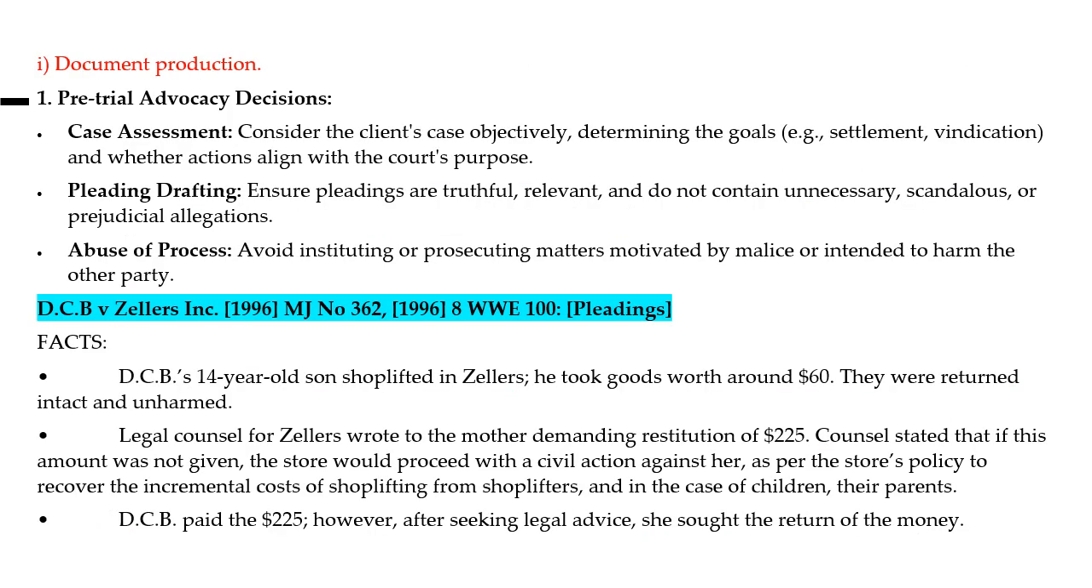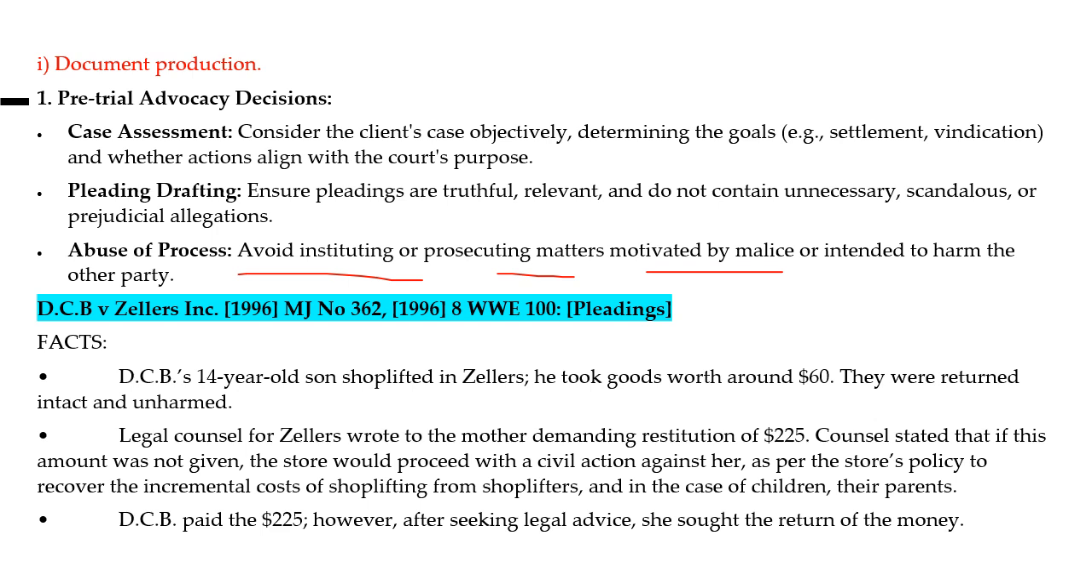Then coming to document production, the pre-trial advocacy decision. Firstly, you have to consider the client's case objectively, determine the goals, how you are going to settle, and whether the actions align with the court's purpose. Then you plead, you draft. Do not contain unnecessary, scandalous, prejudicial allegations based on the client's case. Ensure pleadings are truthful and relevant. Then avoid instituting or prosecuting a matter motivated by malice, like a baseless case where you are just making up a case.